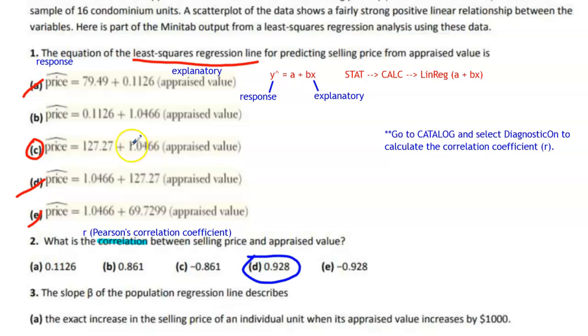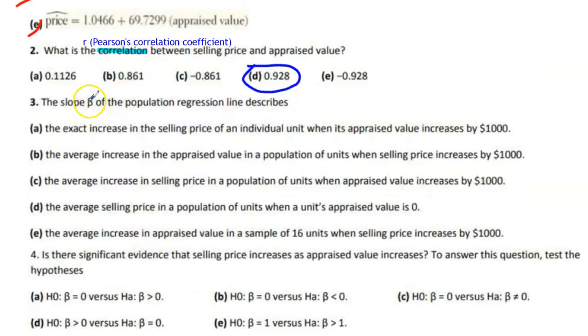My slope is positive. Moving on to question 3, the slope beta of the population regression line. Notice we're talking about a population regression line. We're not talking about the sample regression line. So we'll go through and make sure none of these are talking about the sample, and it turns out this is talking about a sample of 16 units. We're not talking about that. We're talking about a population of units. Everything else talks about population, population, population.